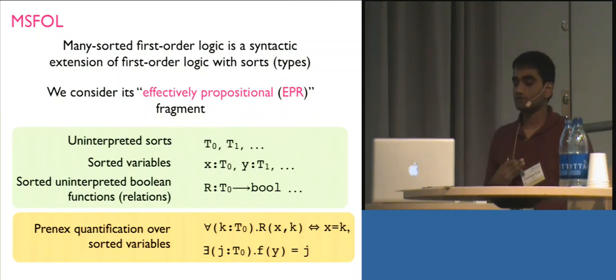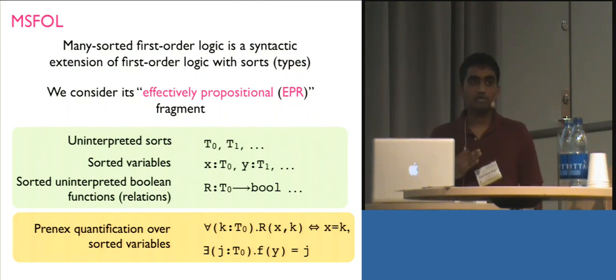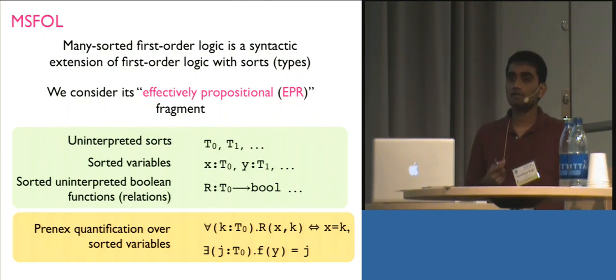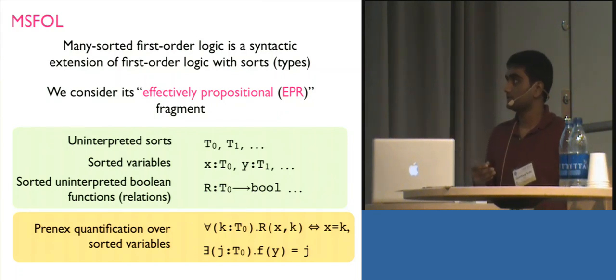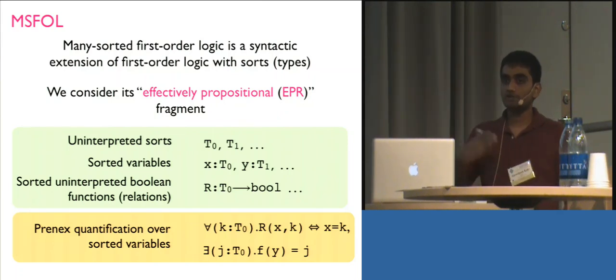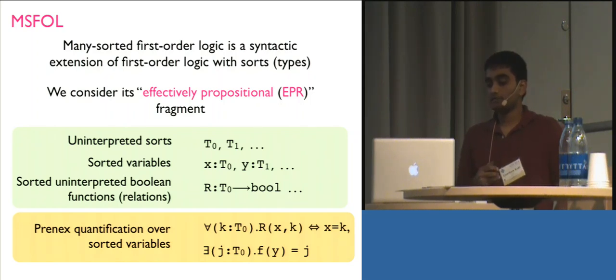So why do we need quantification over sorted variables? Because we talk about properties over the set of elements in the tree, all elements in the tree, or all elements in the list, and so on. So in order to quantify over elements in the tree, we require quantification, and effectively propositional logic provides prenex quantification over assertions and yet remains decidable.